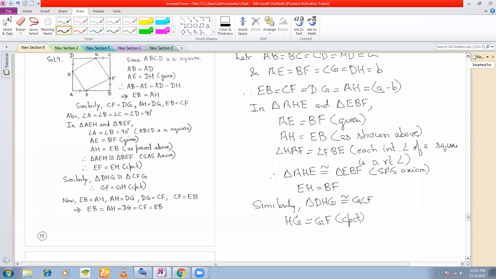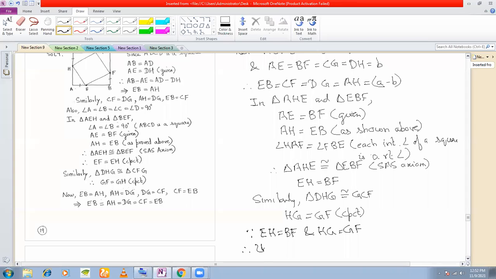So since EH is equal to BF and HG is equal to GF, therefore the adjacent sides of the quadrilateral EFGH are equal.